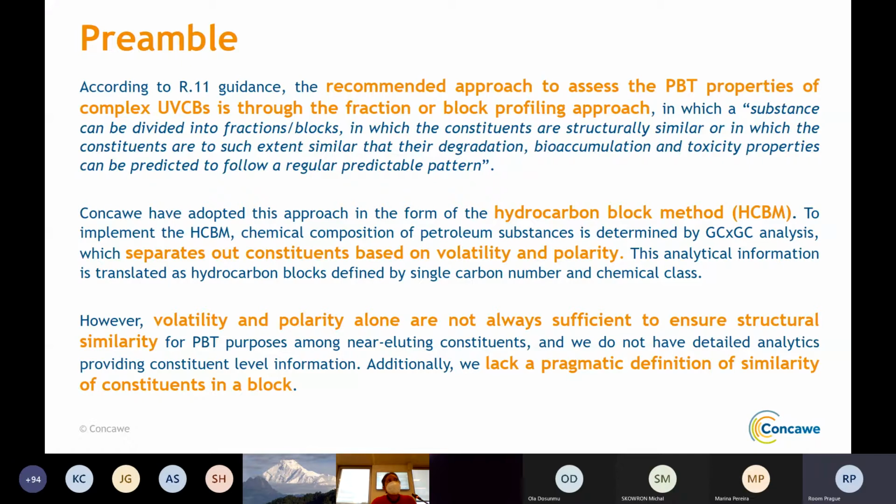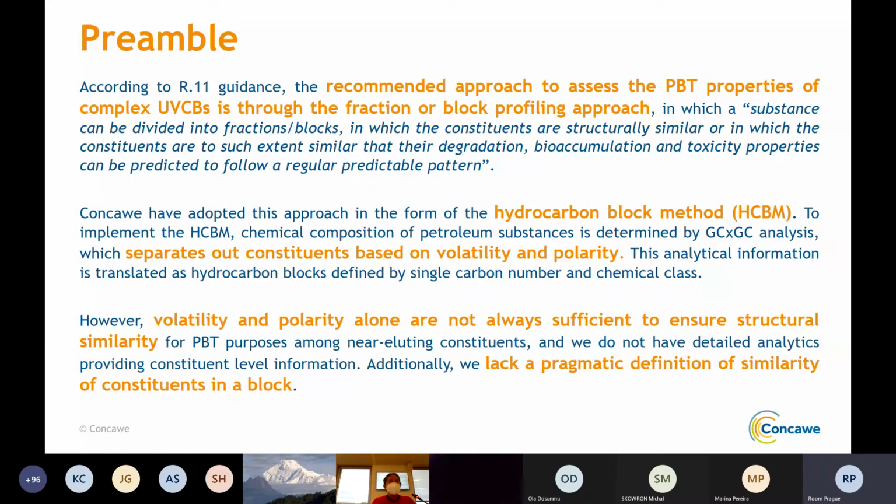So for Concawe, we've adopted this approach in the form of the hydrocarbon block method. In this method, we use an analysis by GCGC to separate out petroleum substance constituents based on volatility and polarity. And this is what Carol had discussed in the first presentation. So this analytical information translates into carbon number and chemical class. However, we understand that volatility and polarity, these physicochemical properties, are not always sufficient to ensure structural similarity.